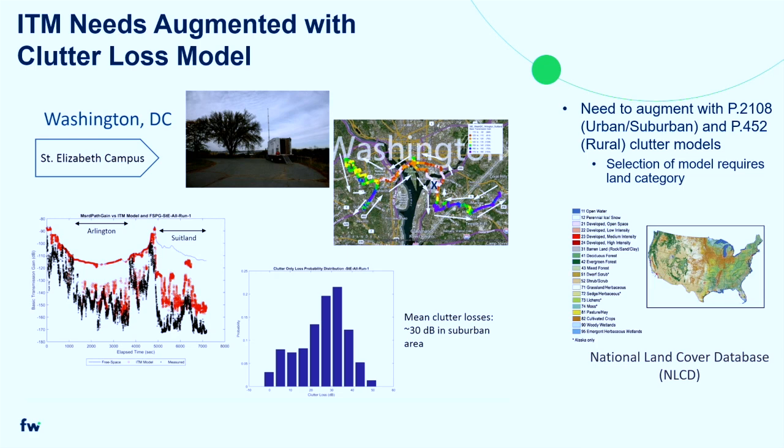So to augment the ITM, the FCC allows us to add some additional clutter loss, and the clutter loss that we apply is based on the land category at the location of the device. So if it's rural, and we get the land cover from the USGS NLCD database, then we'll use P.452, whereas if it's urban or suburban, we'll use P.2108.